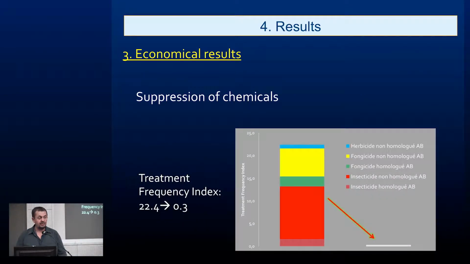In terms of use of chemicals, in France we have an index which represents the pressure of chemicals. It's called the treatment frequency index, and it fell from 22 to 0. So it means we can now grow mango without pesticide, and mostly without insecticide.